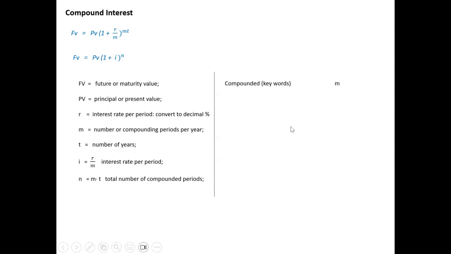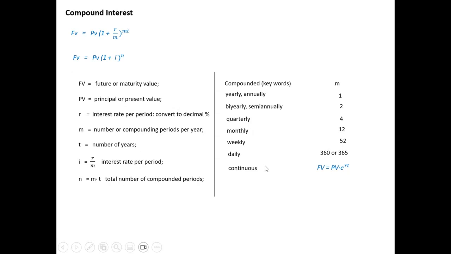Now here are the key words for compounded. If it states yearly or annually on the word problem, M is equal to 1. If it states bi-yearly or semi-annually, M is equal to 2. Quarterly, M is equal to 4. Monthly is 12. Weekly is 52. Daily is 365 or 360. It depends. If the book says 360, then you use 360, but most of the time it'll be 365. And continuous is a different formula. Okay?